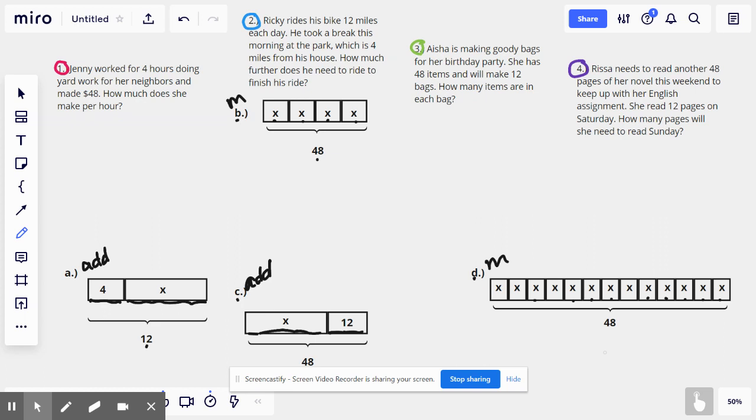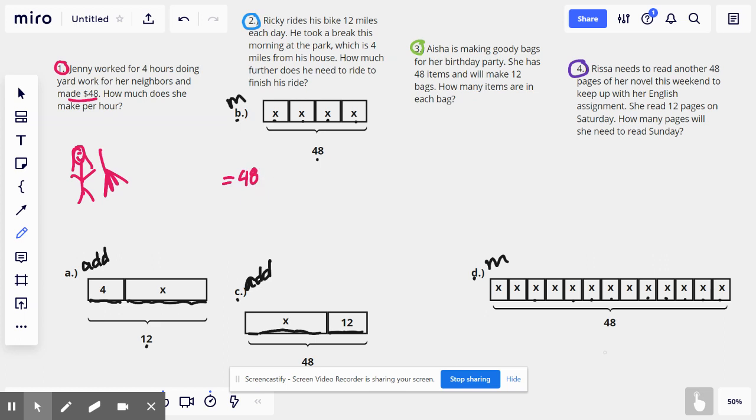Okay, so I'm picturing Jenny. I always like to draw a picture. It really helps me figure things out. So here's Jenny, and don't make fun of my art. And she's got a rake probably, right? And she's doing some yard work for her neighbors. At the end of the day, they're going to give her 48 bucks. Well, that's cool. So I know that's the total. That's as much as she made. So I'm going to write equals 48 over here.